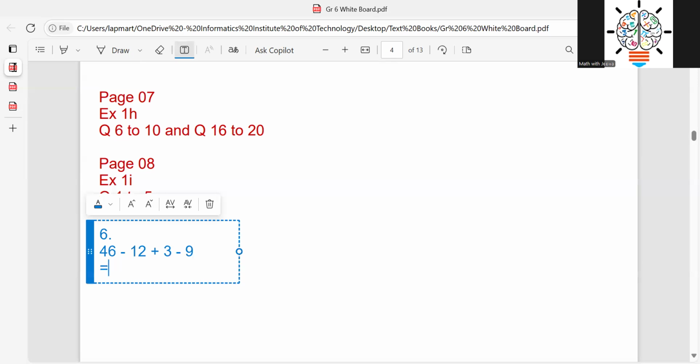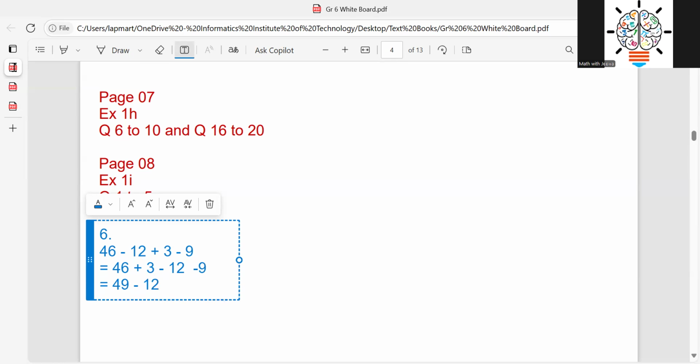What do you do, children, can you remember? I asked you to do something. You write down the positive numbers closer. Then you write the negative numbers like this, right? So then you just tell me what is the answer. When you have 46 and 3, it gives you 49. So here you write 49.